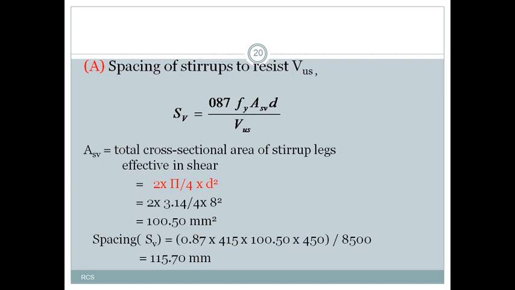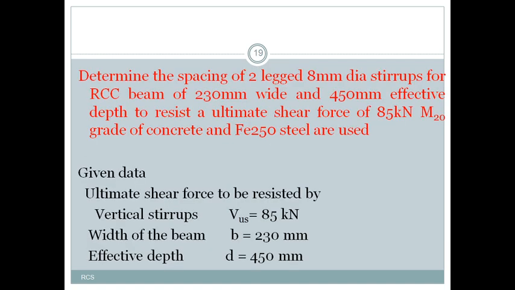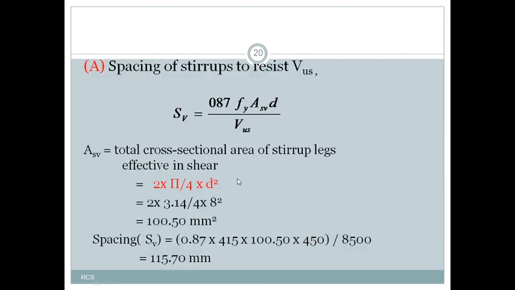In the problem, it was mentioned that it is a two-legged 8 mm dia bars. How many legs are there? We have two legs, so 2 into pi by 4 into d square will be the area we can calculate by using this formula. The 2 is mentioned because it is a two-legged. If it is a four-legged, we will place 4 here. So 2 into pi, nothing but 3.14, by 4 whole multiplied by the diameter of bar given, which is 8.